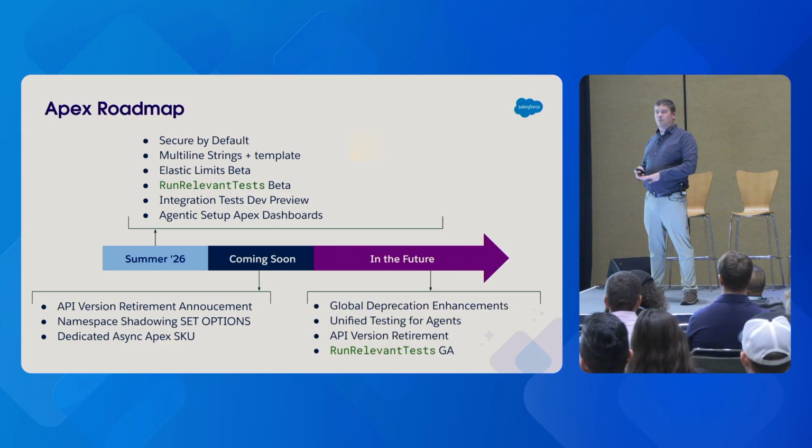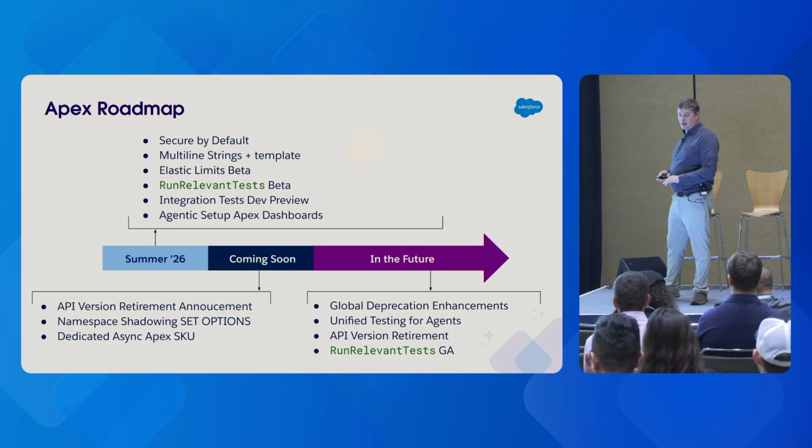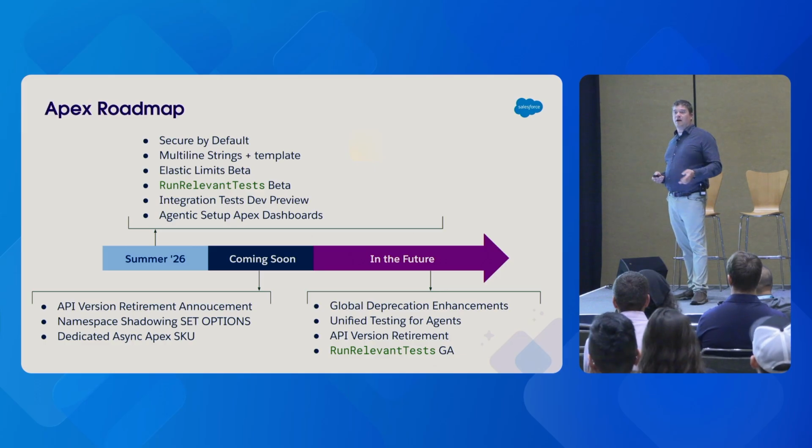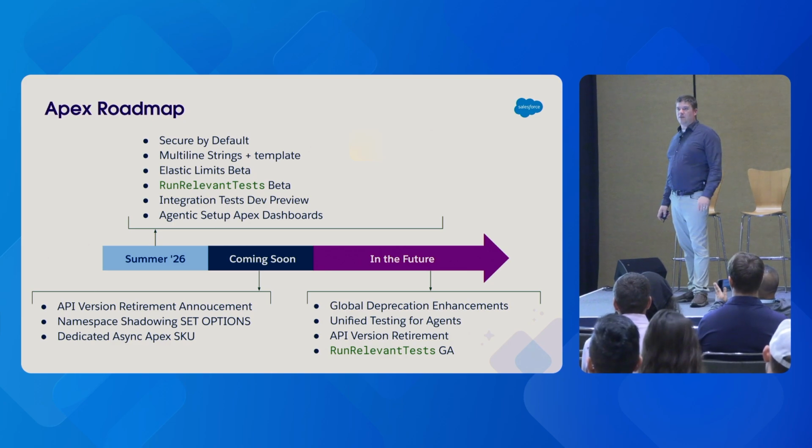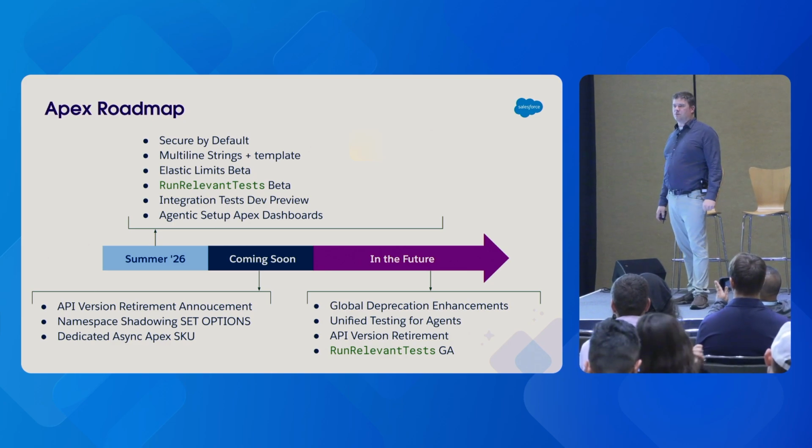And then, yeah, longer term, allowing ISVs to do deprecation of global, or removal or deletion of those deprecated global classes, expanding our testing framework out for agents, and then moving forward with the API version retirement, starting to make steps through that, and then getting run relevant tests to GA so it's a full-fledged feature.